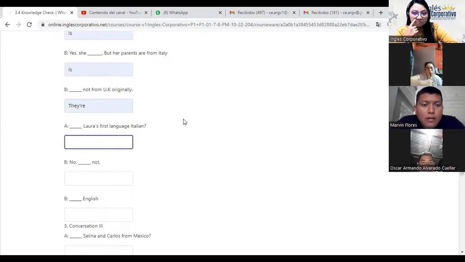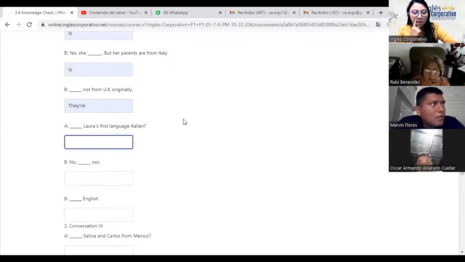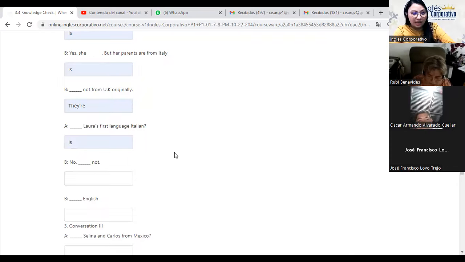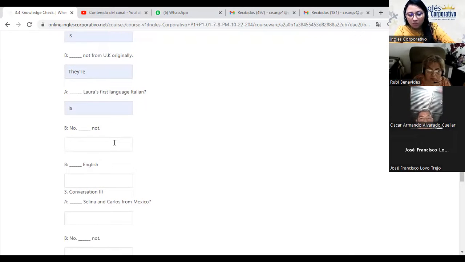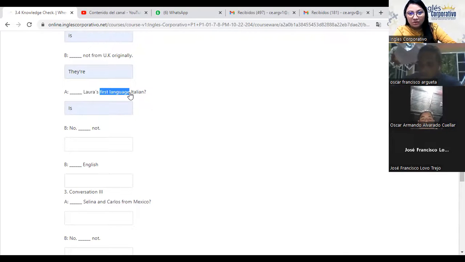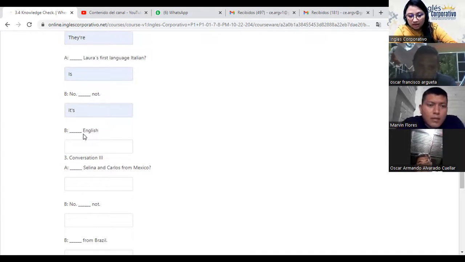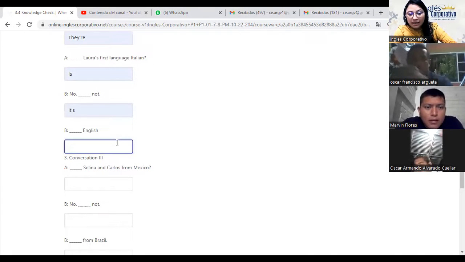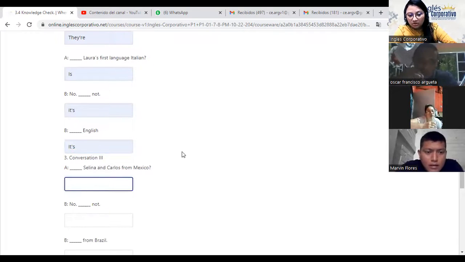Laura, first language Italian. Estamos preguntando si su idioma es italiano, primer idioma. Is Laura's first language Italian? Seguimos hablando de Laura. ¿Qué decimos? No. Look. Preguntamos si el primer idioma de ella es italiano. ¿Estamos preguntando sobre Laura o sobre el idioma? El idioma. Entonces, en este caso, estamos hablando sobre algo. So, no, it's not. Ya no hablamos sobre ella. No, it's not. Seguimos hablando de un idioma. It's English. And that's it.